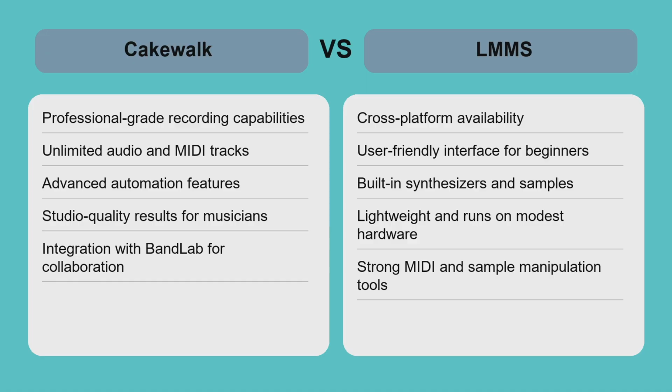For producers focused on live recording or mixing multi-track sessions, Cakewalk delivers a more complete solution. For electronic producers or those needing a lightweight, versatile DAW across platforms, LMMS is a better fit. Choosing between them depends on your workflow. Cakewalk for traditional studio-style production, LMMS for MIDI and sample-based electronic music.